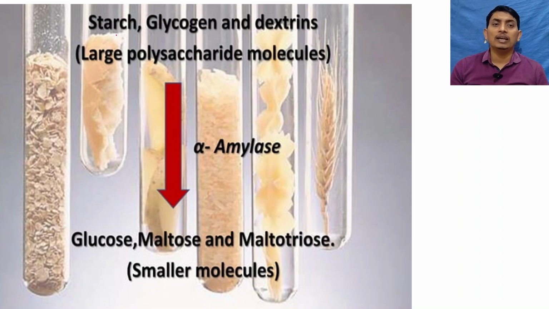So you can see that starch, glycogen, dextrin, these are the larger polysaccharides, acted on by alpha amylase. Glucose, maltose, and maltodextrin are the smaller molecules. So all these larger molecules should be converted into smaller molecules, that is the digestion.